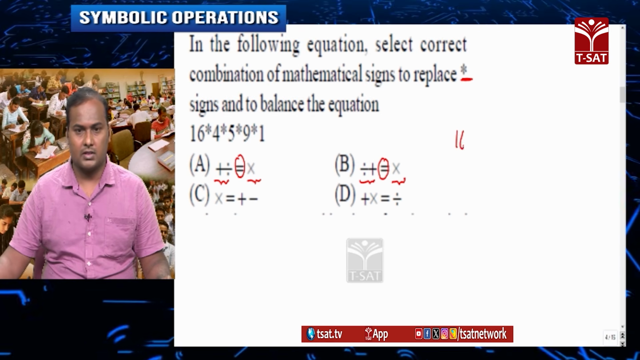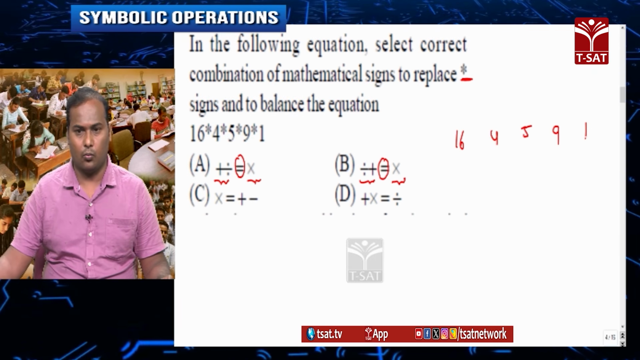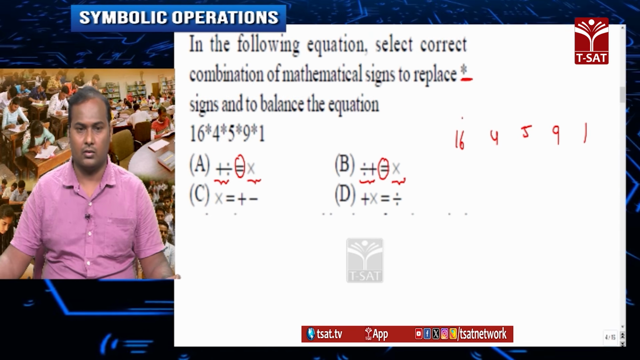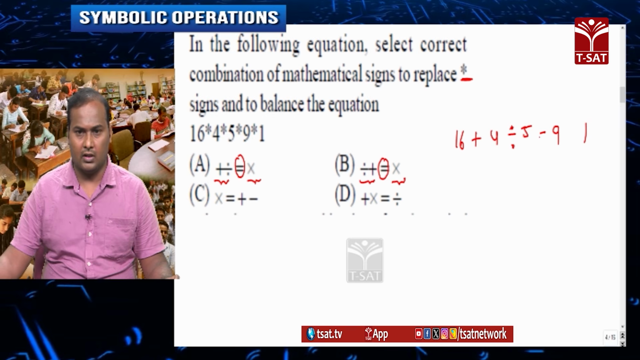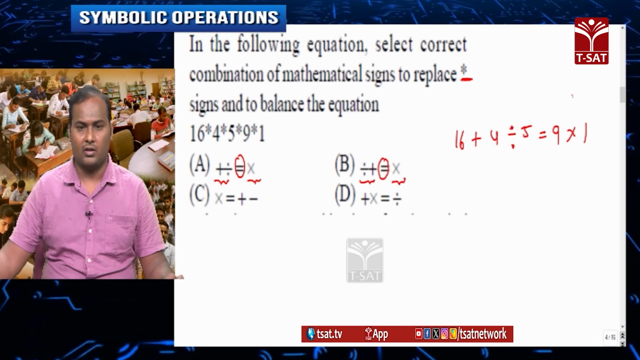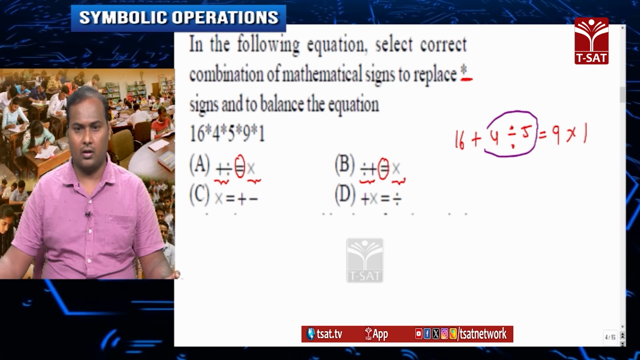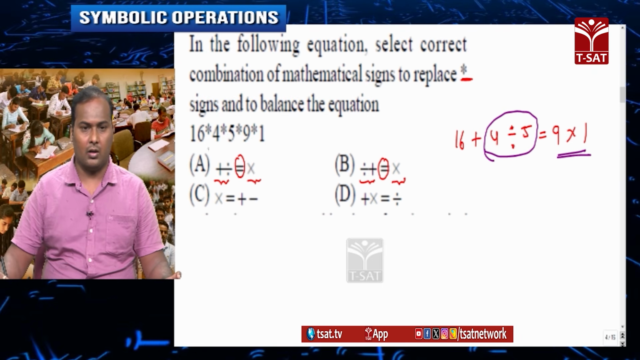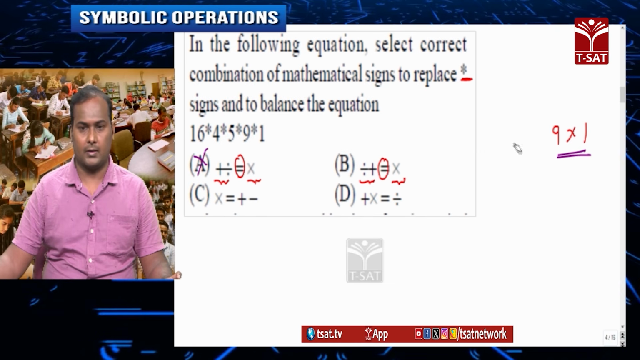It is given 16, 4, 5, 9, 1. Whether this option A is correct or not, let's check it out. That is first addition, then division, then equal, then multiplication. Here the clue is again, as I said, 4 by 5 cannot give you the answer 9. So eliminate option A immediately. Don't try to solve it in the exam.